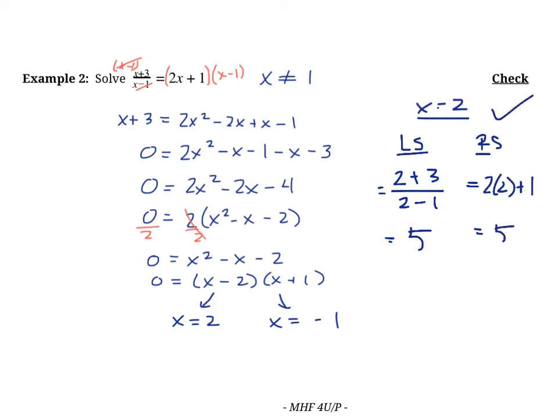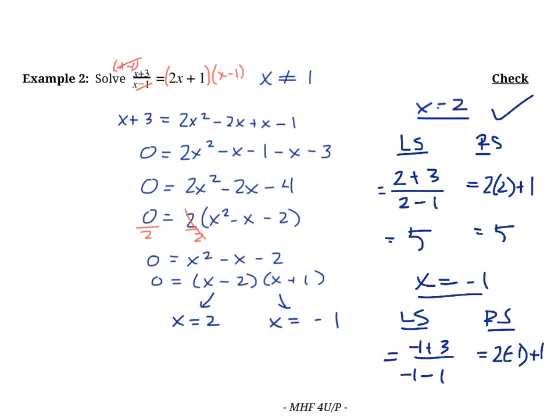We can try the same thing with x equals negative 1, left side and right side. So on the left side, it's going to be negative 1 plus 3 over negative 1 minus 1. The right side is going to be 2 times negative 1 plus 1. And if we evaluate both of those, we're going to get 2 over negative 2, so negative 1 over here. And we're going to get negative 2 plus 1, which is negative 1. So that also checks out. So we're good. Our final solution is x equals 2 and x equals negative 1.